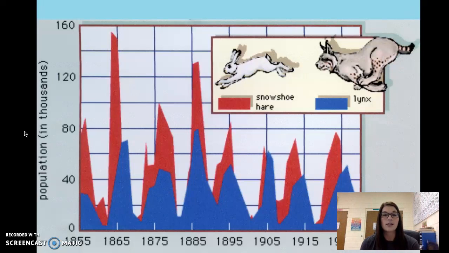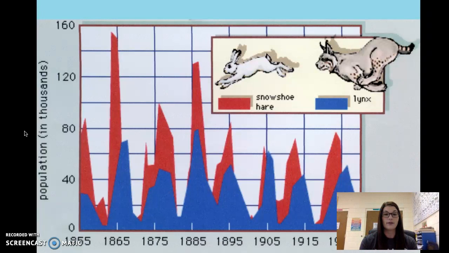So, as you can see, in red is the snowshoe hare population over time, and then in blue is the lynx population over time. It seems to be that the snowshoe hare and the lynx population are pretty much going up and down at the same time or pretty close to the same time. That makes sense in a predator-prey relationship.